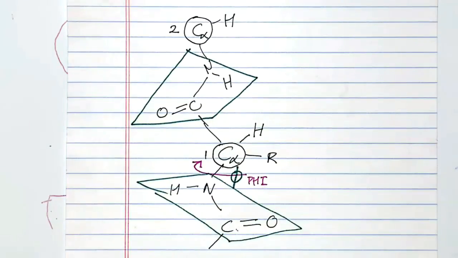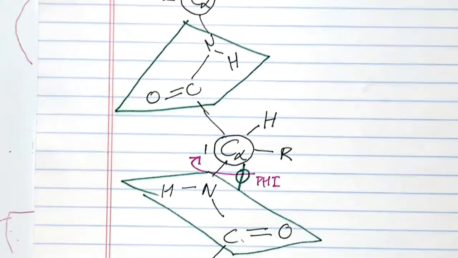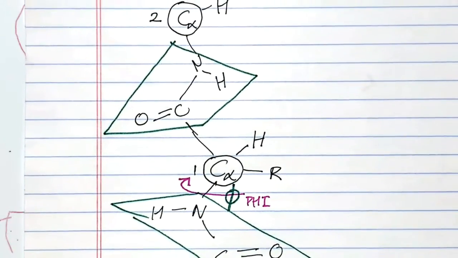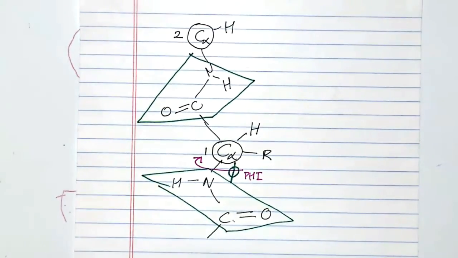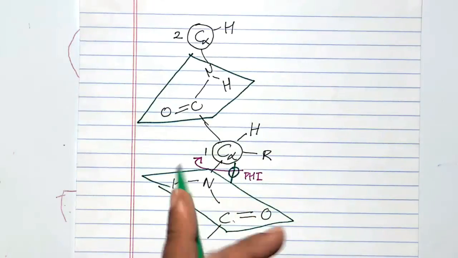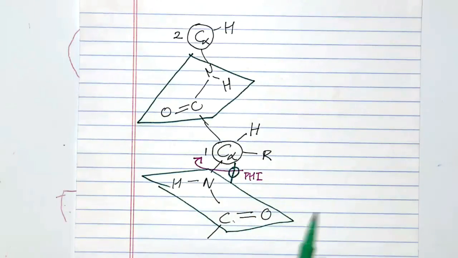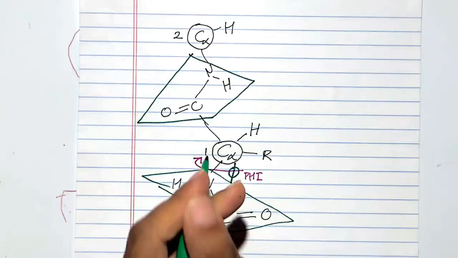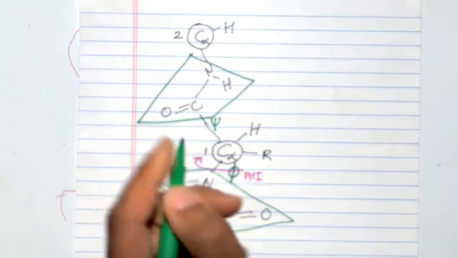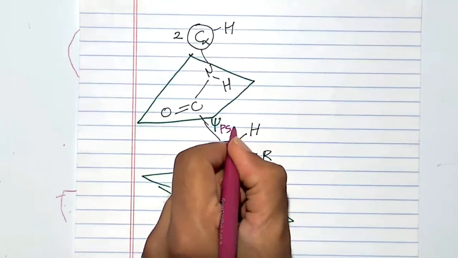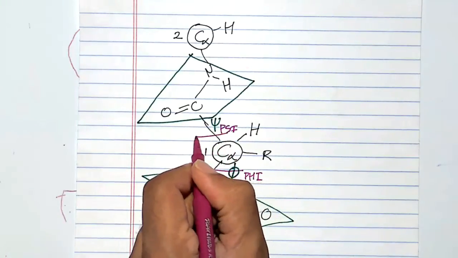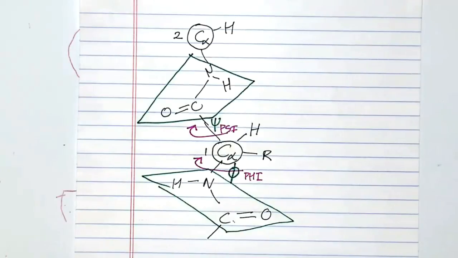And then what defines my psi angle? Let me just zoom in on here. What defines my psi angle? The alpha carbon with the C double bond O. So that defines psi. So you can rotate this clockwise or counterclockwise.